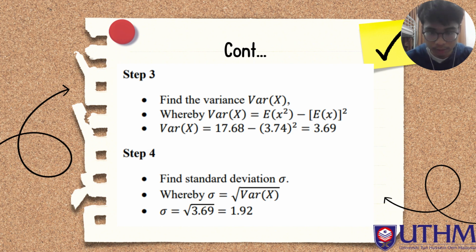On the fourth step, we'll try to find the standard deviation, where we use the formula square root of variance, where variance is 3.69 and where we get the standard deviation 1.92.